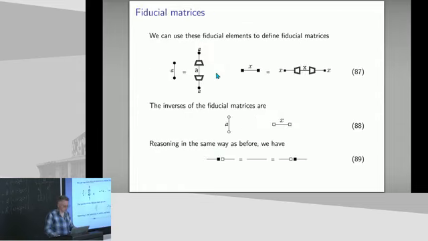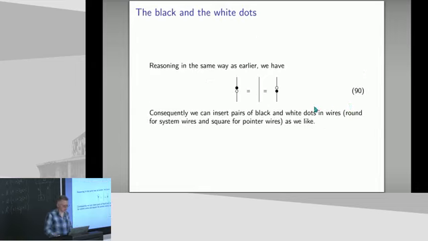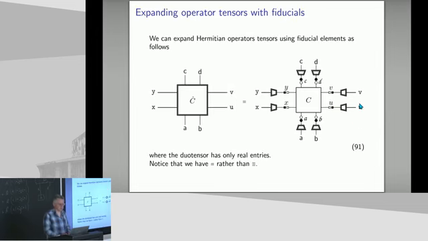So yeah, you get this same cancelling of black and white dots, the same as before. Okay. Here's the key thing now. So now we can expand an arbitrary operator tensor, which is Hermitian, as a sum over these fiducial elements. Okay. And we know that kind of thing works in quantum theory. It works for quantum theory based on complex Hilbert space. It doesn't work if your underlying Hilbert space is real or quaternionic or something like that, but it does work for complex. Okay, any questions?